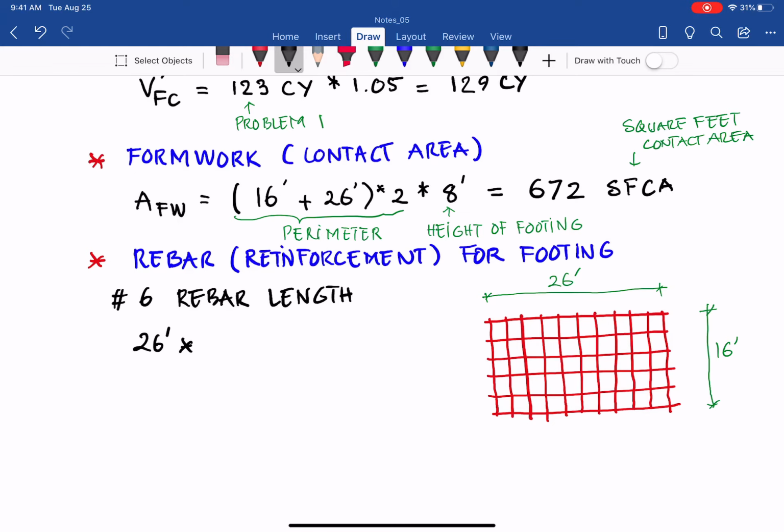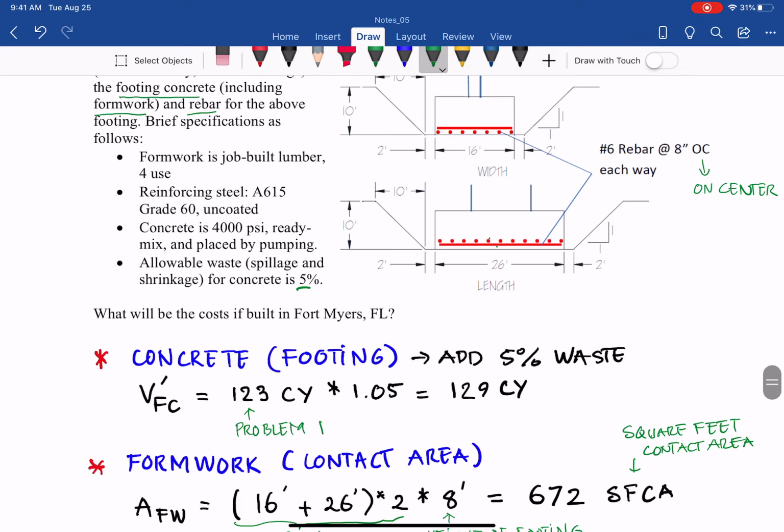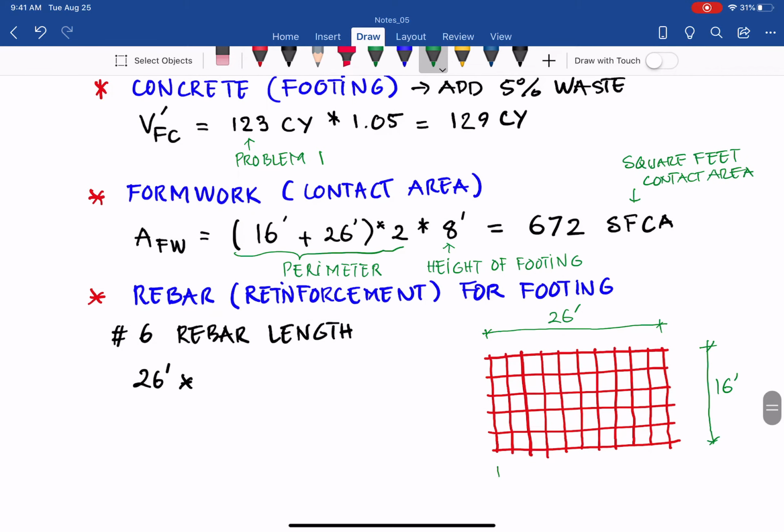If the spacing in this case is 8 inches on center, what does that mean? It means here it is 8, 8, 8, and similarly each way, so it will be 8, 8, etc. So how can I determine the number? Then for each of them, multiply by the length for each. The length for each is 26 for the horizontal one. Then how many do we need? How can I determine the number?